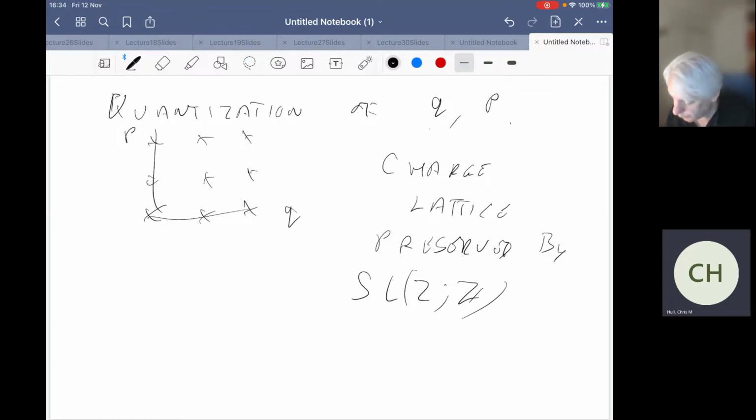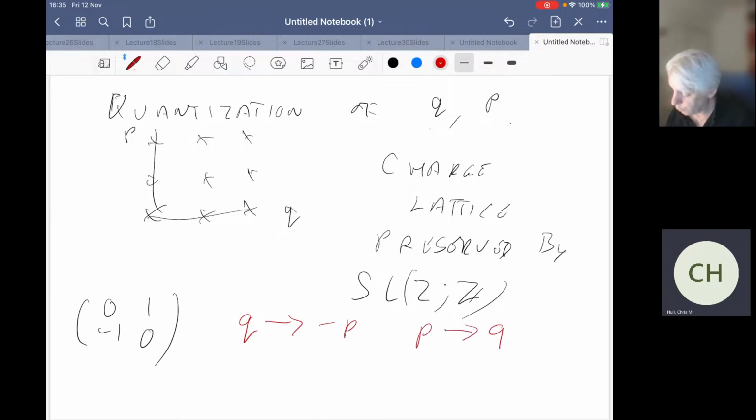A particular example of this is the matrix with entries 0, 1, -1, 0. This is a matrix which has determinant +1 and is integer valued, and so is an element of SL2, and is invertible as its inverse is integer valued. So it's an element of the group, and this acts to take Q to minus P and P to Q.